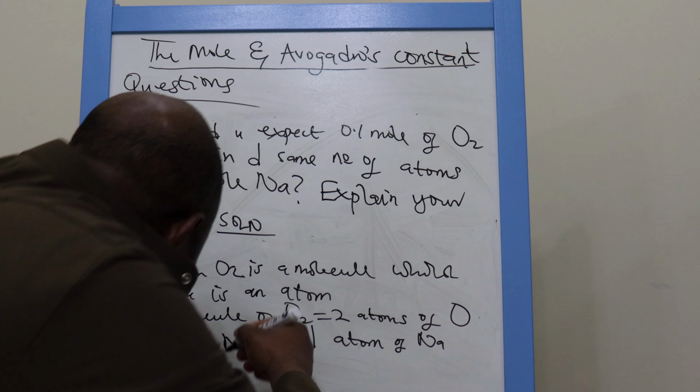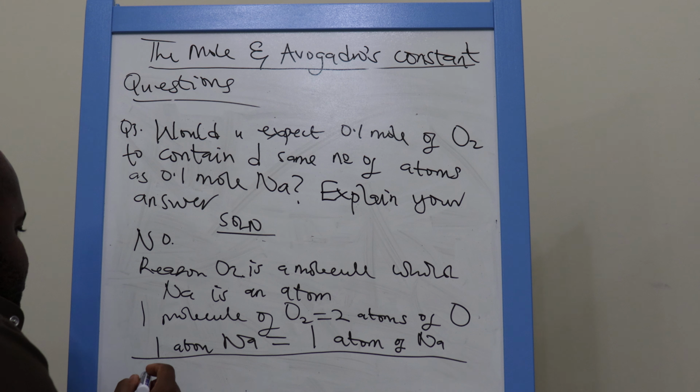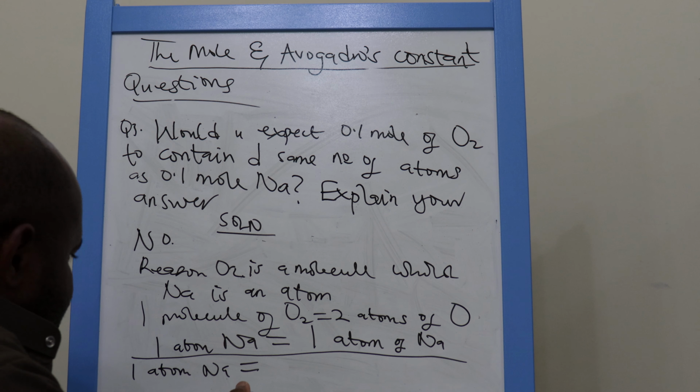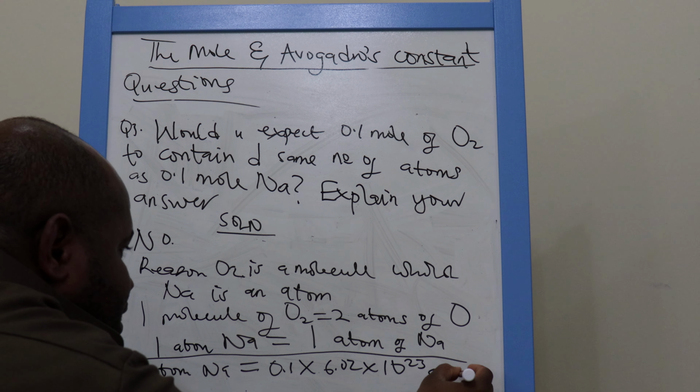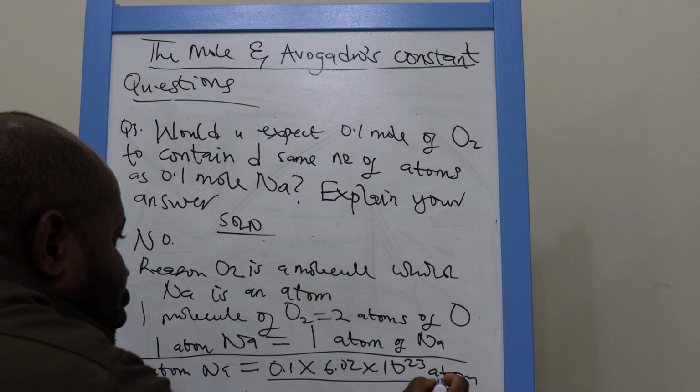In simple terms, let's calculate the number of atoms, because I said they can't be the same. Let me prove it. 1 atom of sodium is equal to what? In the question you were given 0.1. So it is 0.1 times 6.02 times 10 to the exponent 23 atoms. So this is the number of atoms of sodium.